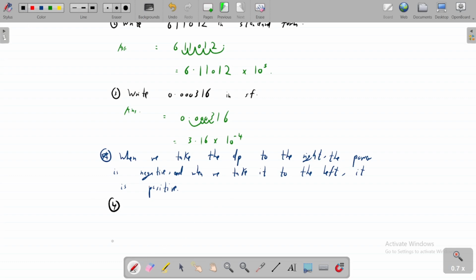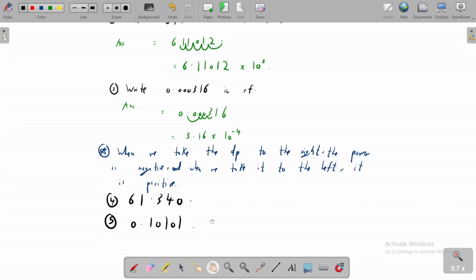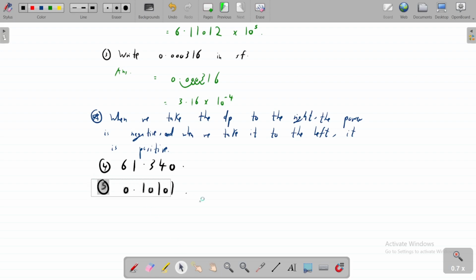Question 4, question 5. Let's say 61.340 times 3.0, and the second one 0.10101. Okay, write these two in standard form. You have the rule with you. Okay, I'm going to give you about 4 to 5 minutes.